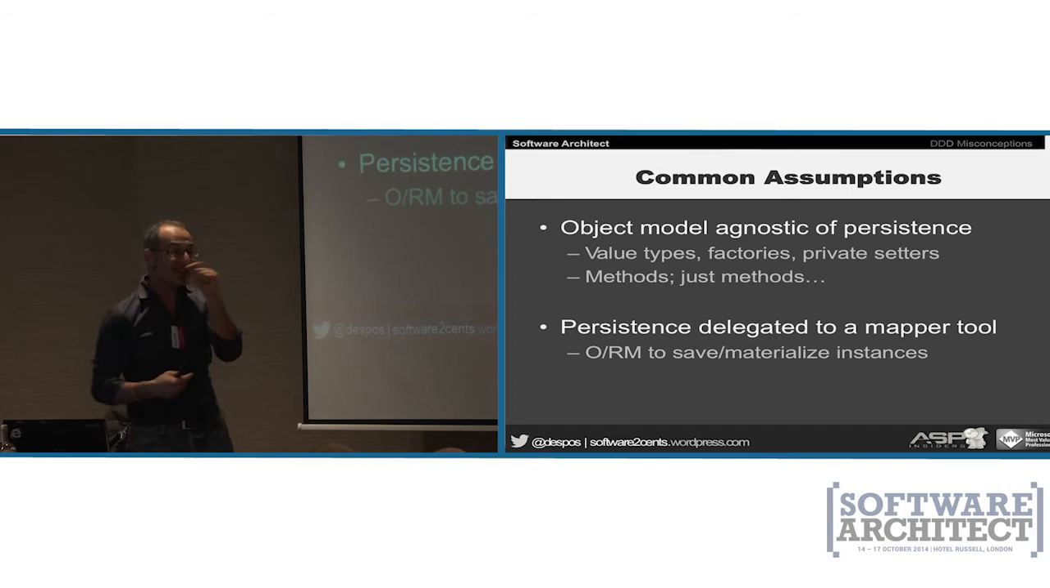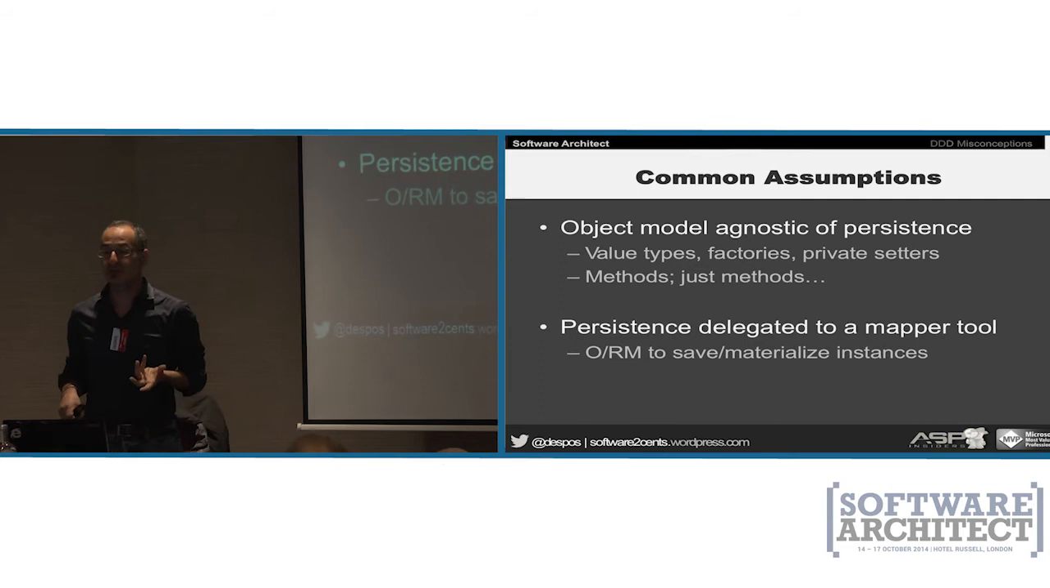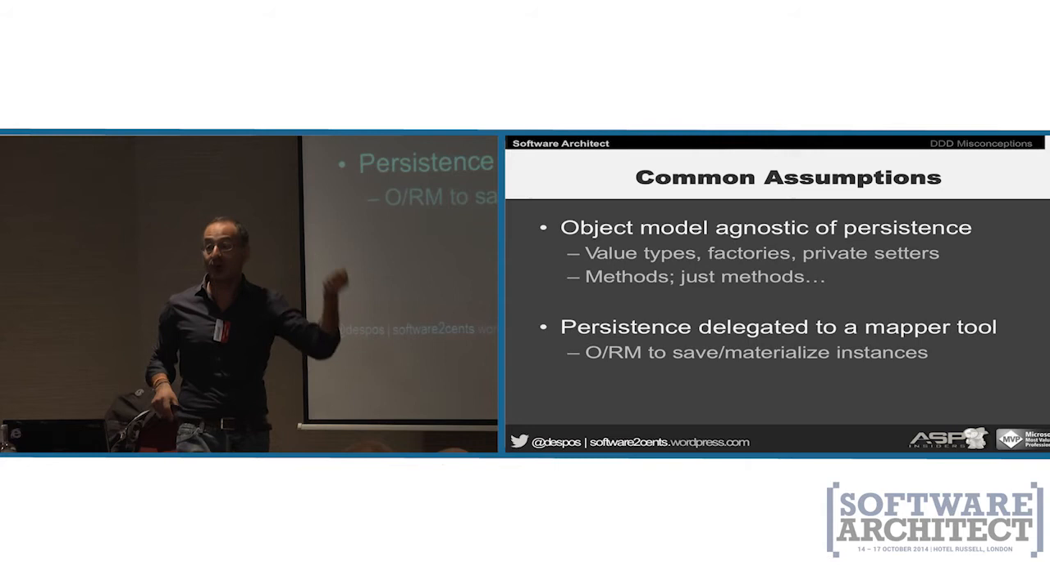So the explanation, wrongly, that is taken for this is, well, yes, but a domain model has some extra special aspects and characteristics. You want to use value types instead of primitives.